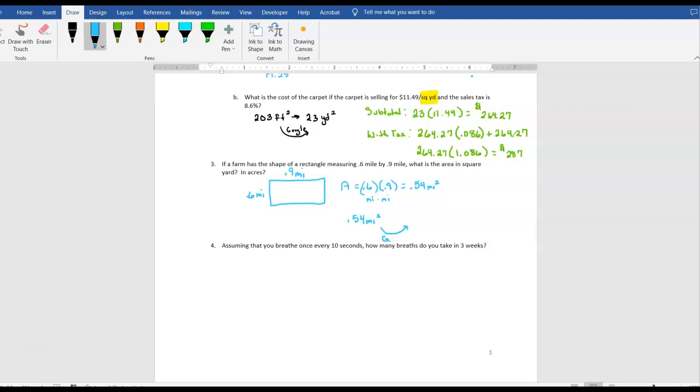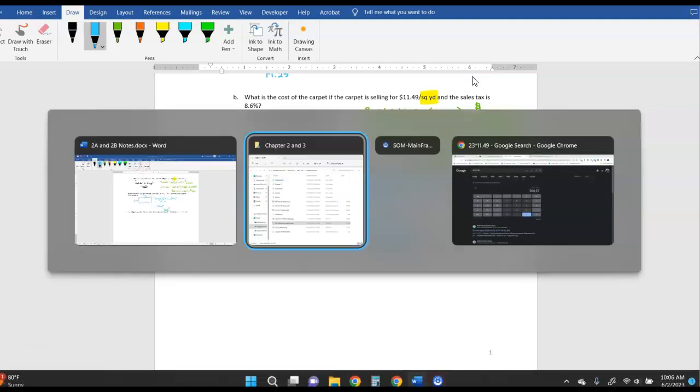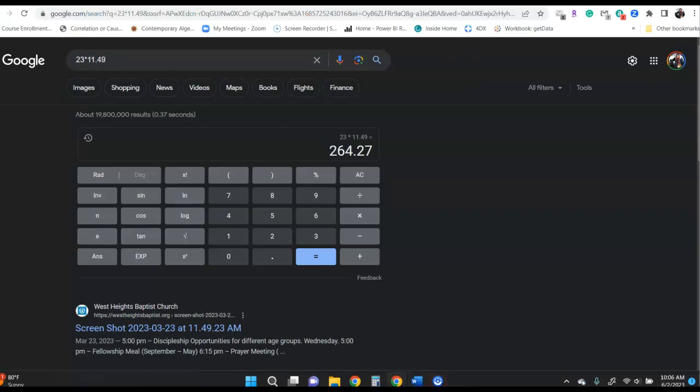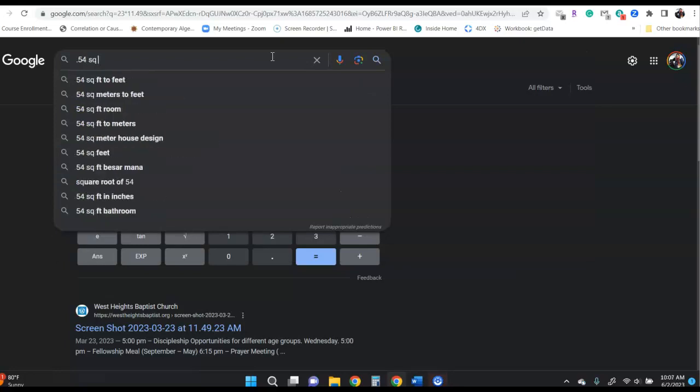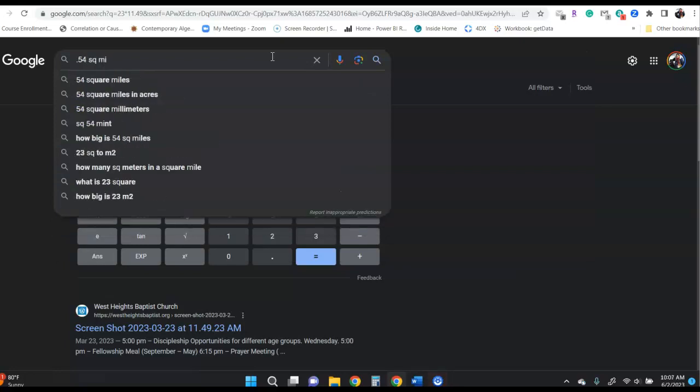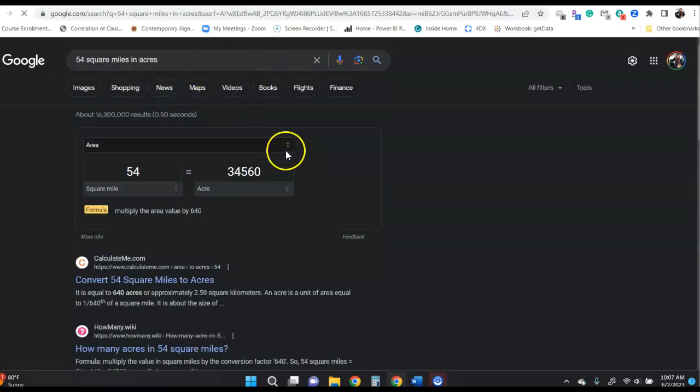Get it into, we say Google, and it's going to tell us that we're into yards, square yards. So we go back to our Google, and 0.54 square miles. This one is saying in acres. That's fine because that's going to be one of our answers.